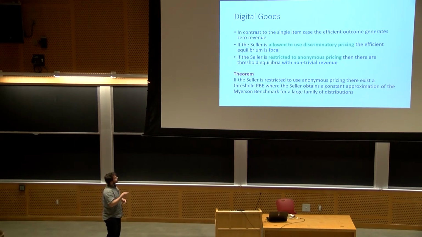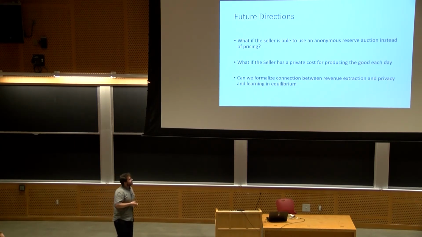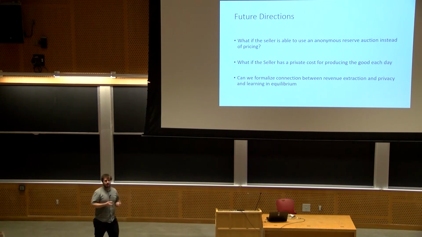And to conclude, some future directions and questions. What if the seller is able to use an anonymous reserve auction instead of pricing? Then the question will be, instead of changing the price, we choose a reserve. How would that interaction be? How would the PBE in this setting of a mechanism look like? What if the seller also has a private cost? That's another way of breaking the asymmetry between the information.